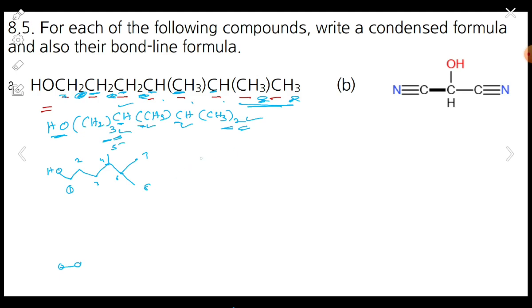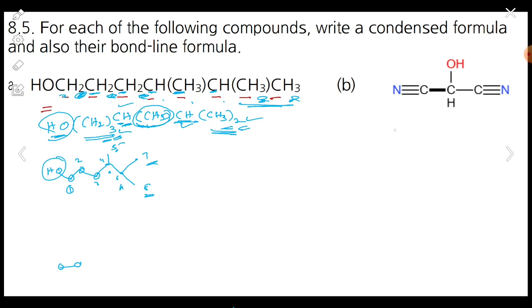Am I right? So there are two methyl groups attached to a CH. Two methyl groups attached to a CH. Then there is one CH3 group attached to one CH. There is one methyl group attached to a CH. Then three methylene groups. CH2 means methylene. 1, 2, 3, right? And at the end you have an OH group. Am I right? So you can write like this. And let's move on to the next structure.